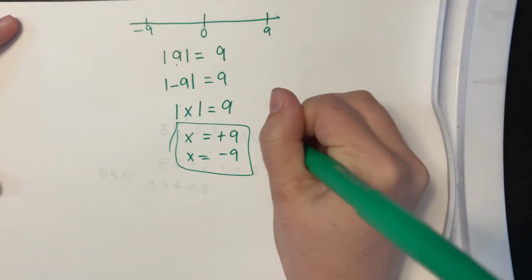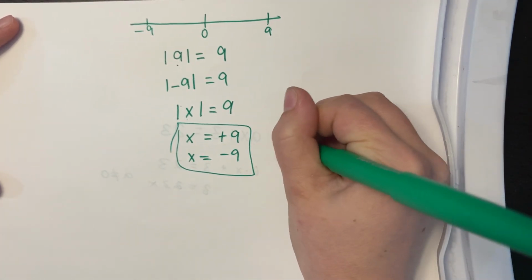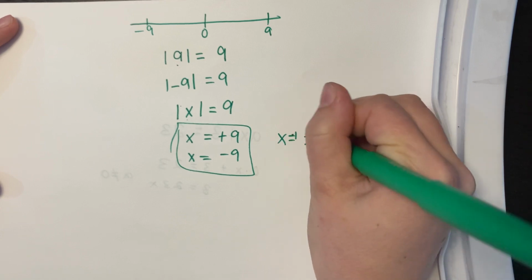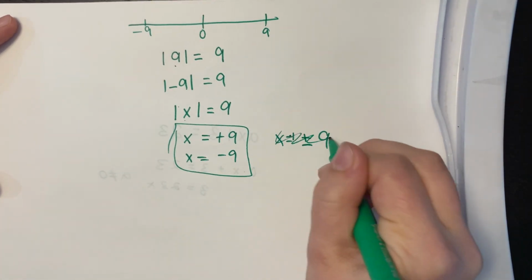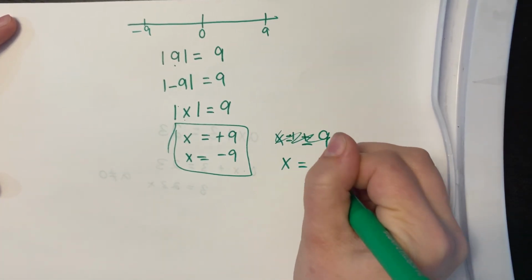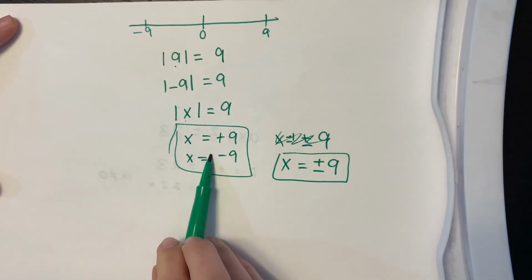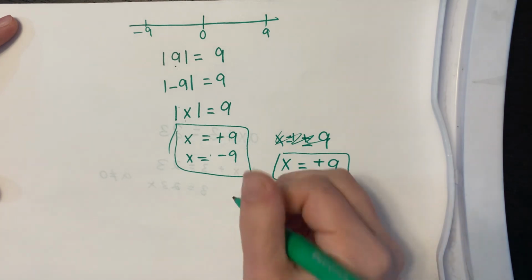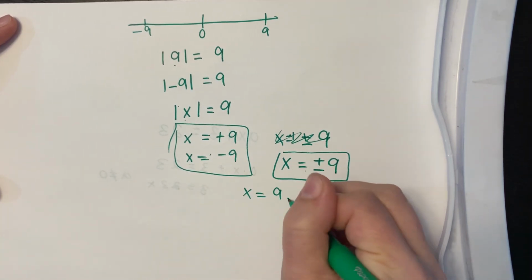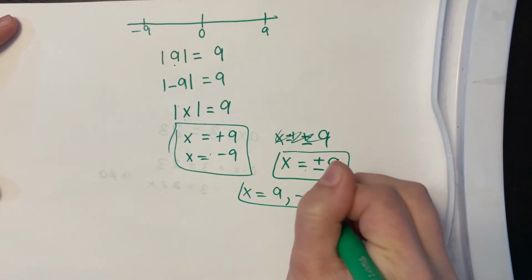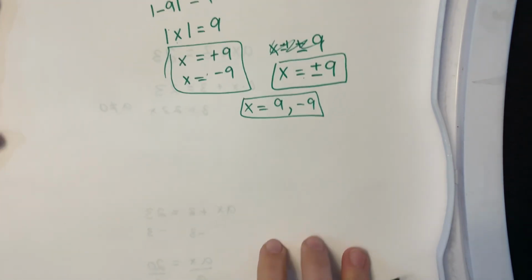And one way we sometimes write this is x is equal to plus or minus 9. That looks bad. Let me rewrite that. x equal to plus or minus 9. So either way is an okay way to write this, or you could write it like this: x equal to 9, comma, -9. All three of those are valid ways to write this.